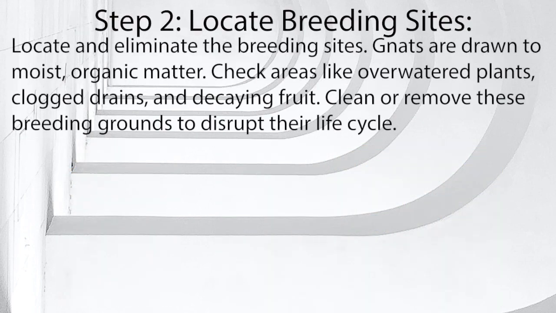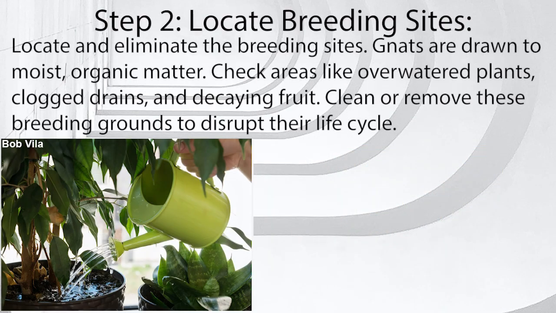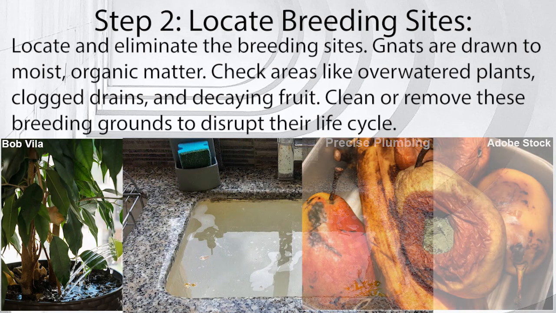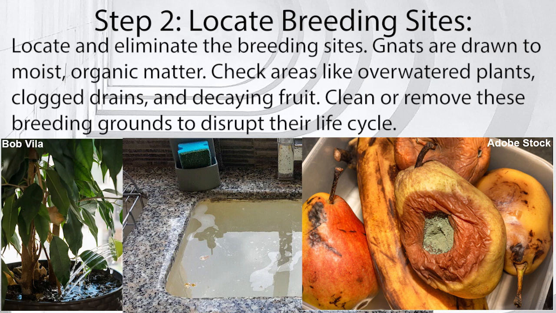Step 2. Locate breeding sites. Locate and eliminate the breeding sites. Gnats are drawn to moist, organic matter. Check areas like overwatered plants, clogged drains, and decaying fruit. Clean or remove these breeding grounds to disrupt their life cycle.